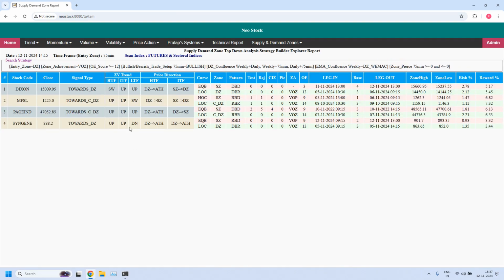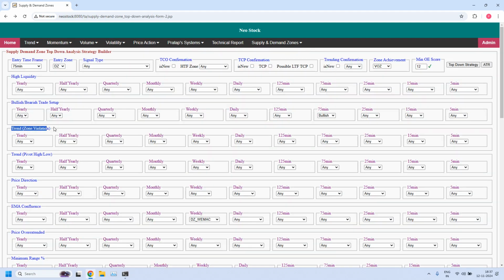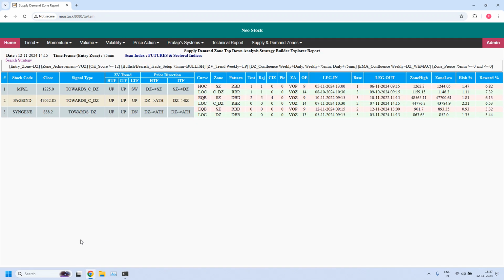We got 4 stocks. In these 4, you need to ignore the first one because of sideways trend. And the remaining 3 are uptrend, uptrend, uptrend. So the second, third and fourth are high probability setup supported stocks. See, in the software also you can filter. How can we filter? In zone violation trend, weekly time frame, the weekly trend should only be the uptrend, but not the sideways. See, we got 3 stocks. You have the flexibility in this software.